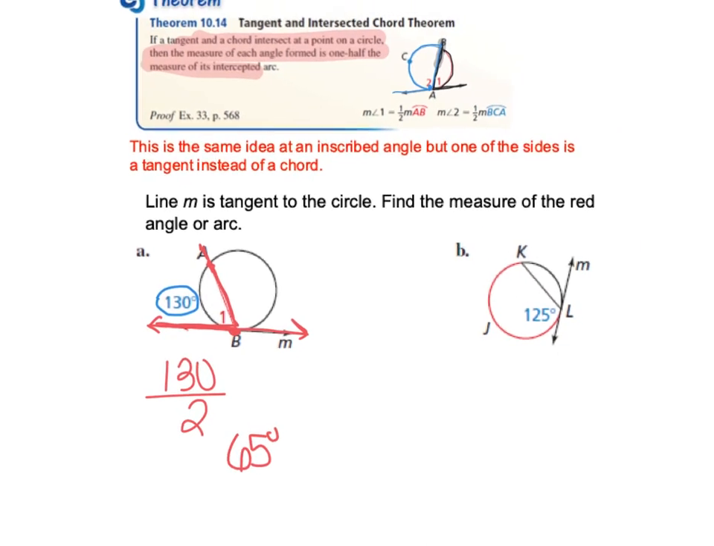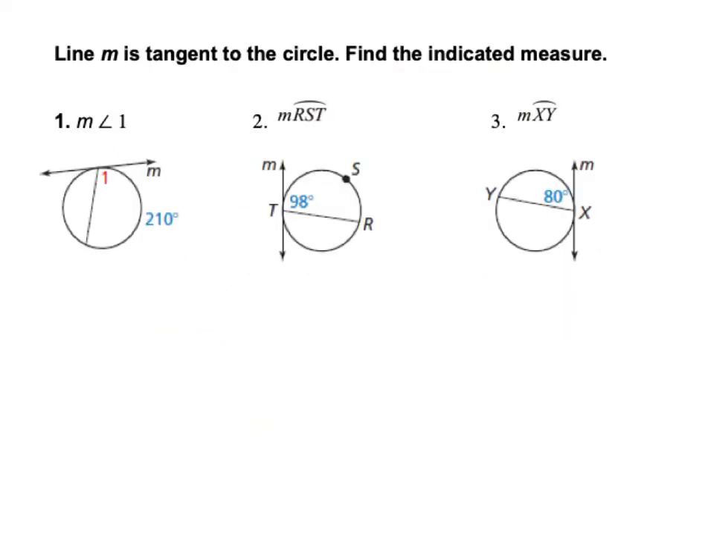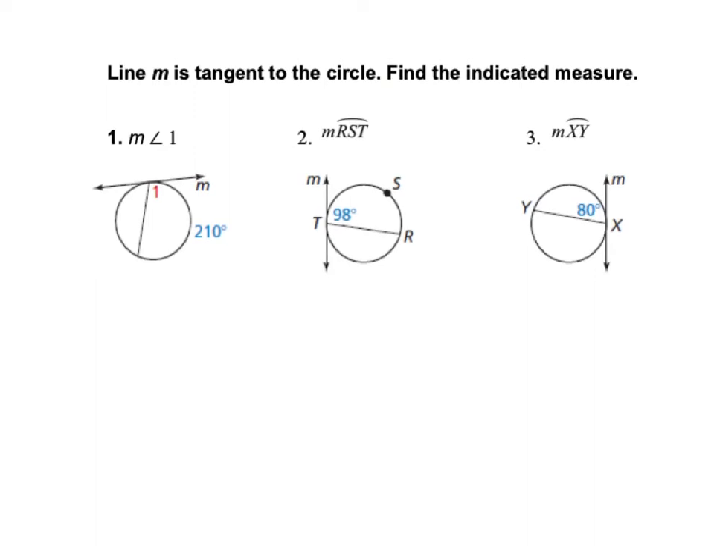Okay, so going the other way, if this angle is 125 degrees, we know that the arc that it intercepts, this red arc, is going to be double. Same idea as we had with the inscribed angles, which means that red arc is going to be 250 degrees. Okay, why don't you go ahead, pause the video for just a quick second, try a couple of examples here on your own, and then come back and check to see if you are correct.